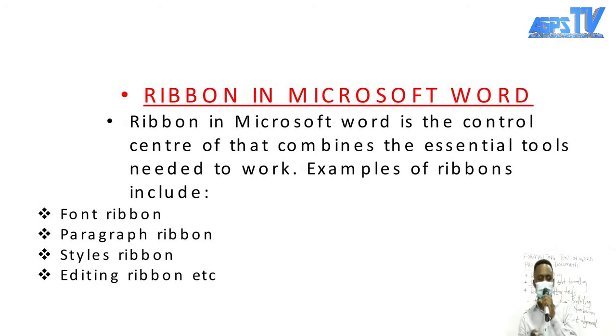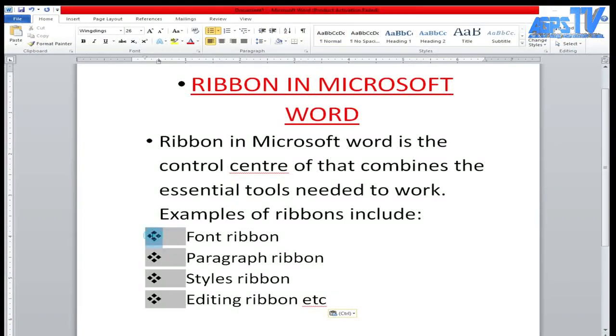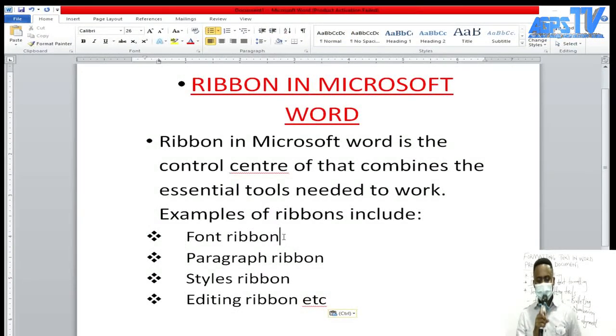Now let me display a short video to show you these ribbons I'm talking about. Good. Follow my insertion points. That is the font ribbon. I'm circling the mouse around the font ribbon. Good. The paragraph ribbon. I'm circling the mouse around the paragraph ribbon. That is where we have the text alignments, the numbering and bulletin.